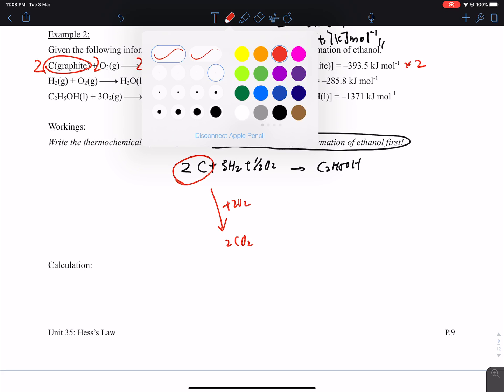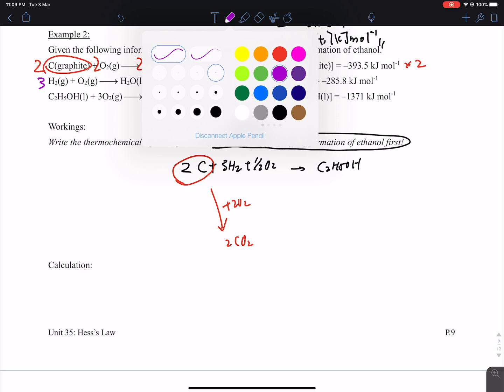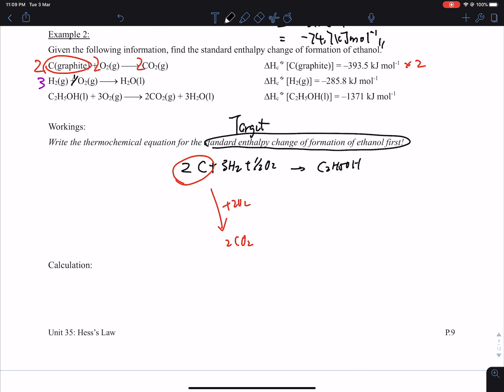And for the next one, we get 3. Wait a minute, this is a typing mistake here. It should be 1/2. It's a missing part. So 3H2, 3 over 3 times 3, and the enthalpy change also times 3 for that one.